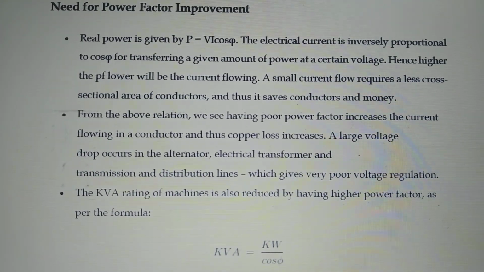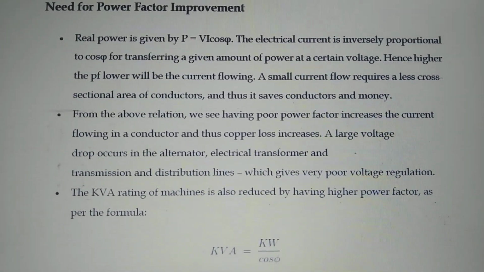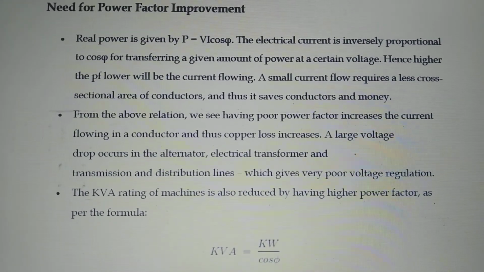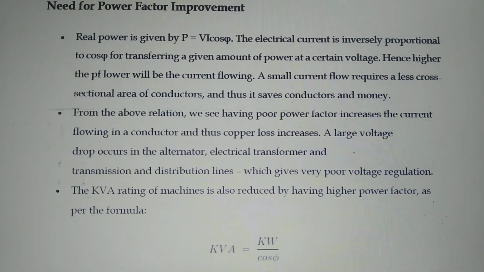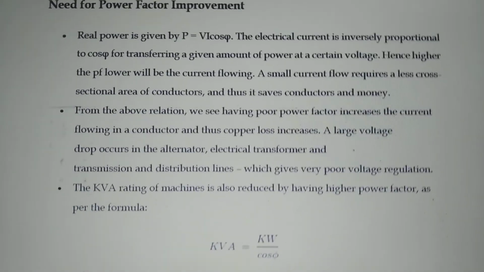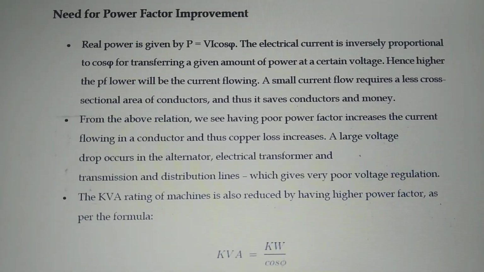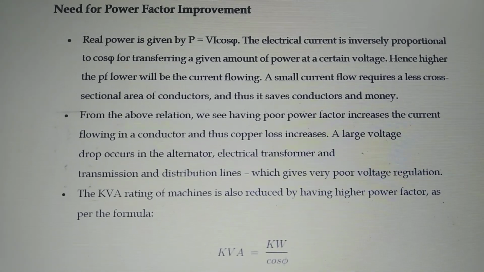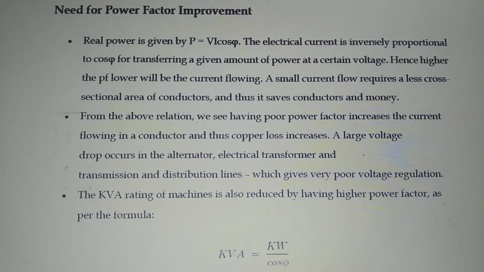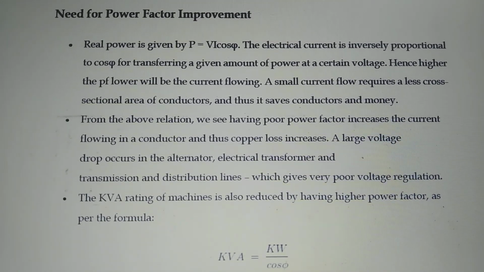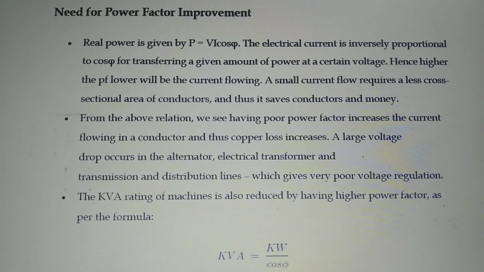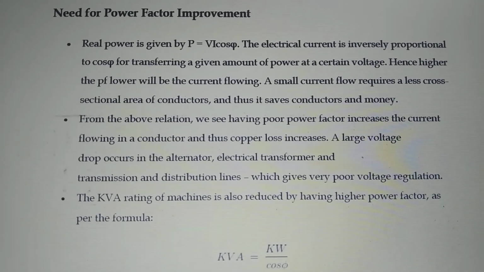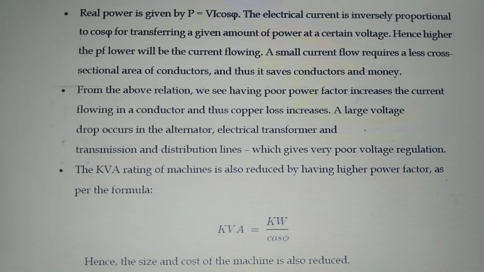We can say from the above relation that having poor power factor increases the current flowing in a conductor, and thus the copper loss also increases. A large voltage drop occurs in the alternator, electrical transformers, and transmission and distribution lines which are connected to the same system, and these all give us very poor voltage regulation.